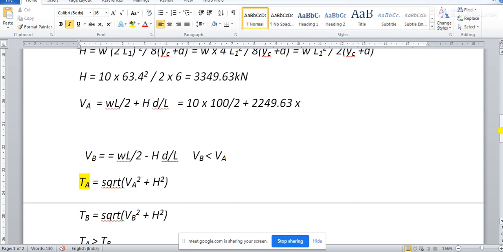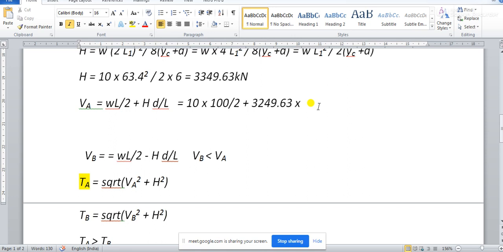What will be D? What will be the value of D? 6 or 4? D is 4. Please understand, D plus YC is equal to 6, because the depth of the cable from the uppermost support is 6 meter. That is your D plus YC, equal to 6.